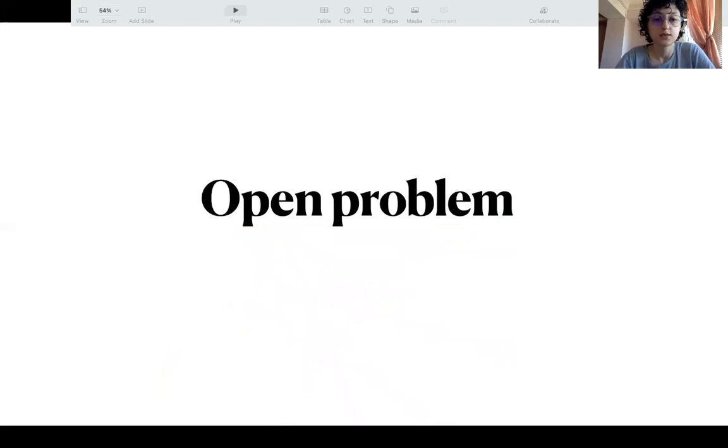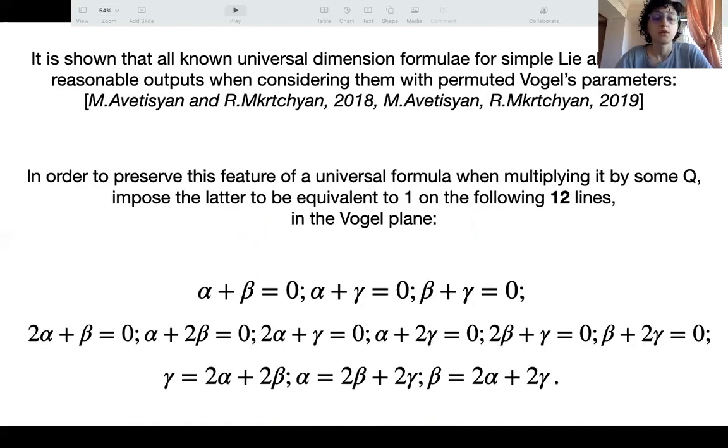Now let me say a few words about the main open problem. Recently, it has been discovered that all known universal dimension formulas for simple Lie algebras yield reasonable outputs when considering them with permuted Vogel's parameters. Here are the publications in which this fact has been derived.